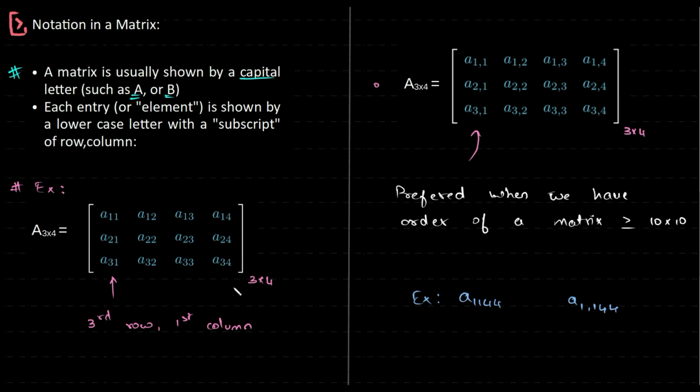Okay, so if you have an order pair which is less than 10 by 10, we'll get to know easily that this is your 9th row and 9th column, and so on. But if it's more than 10, then it won't be feasible, right? So this is preferred.